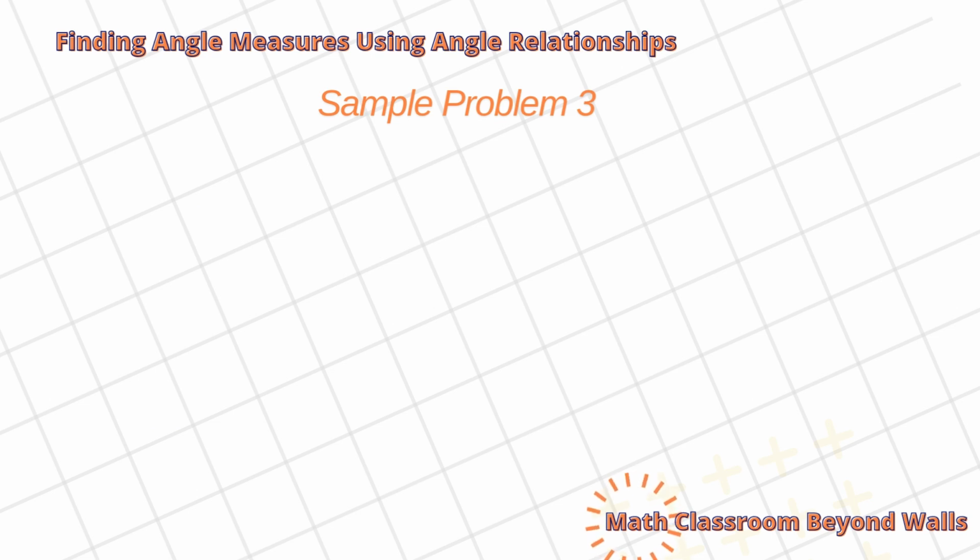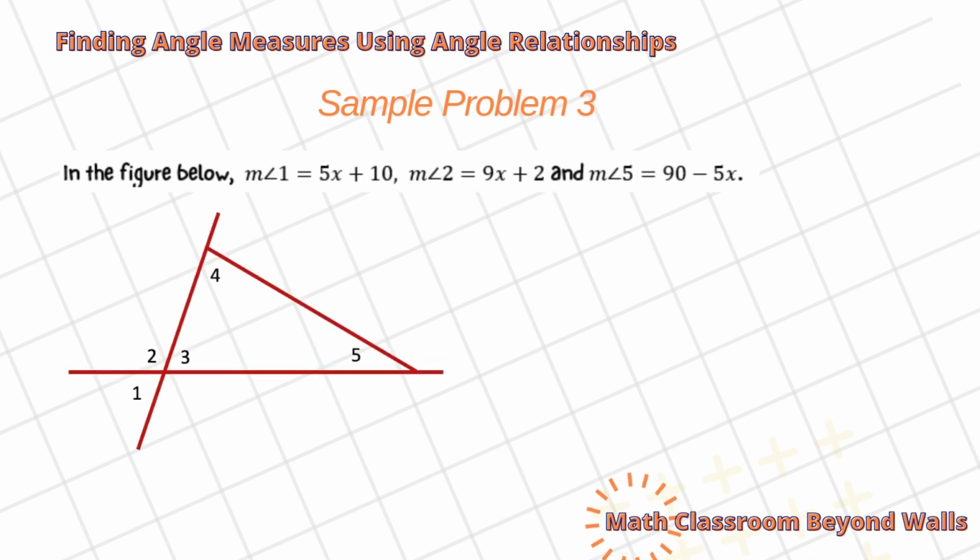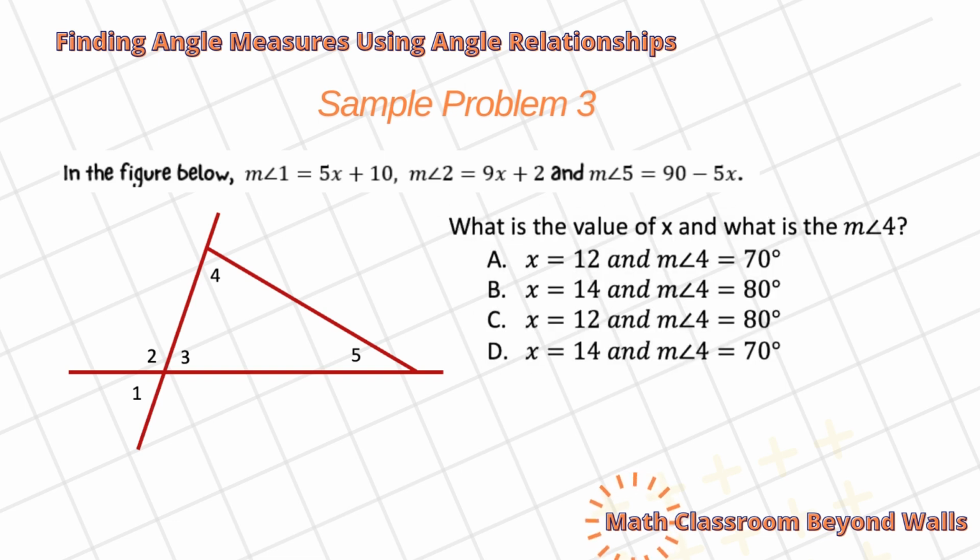Here's the problem. In the figure below, the measure of angle 1 equals 5x plus 10. The measure of angle 2 equals 9x plus 2. And the measure of angle 5 equals 90 minus 5x. What is the value of x and the measure of angle 4?